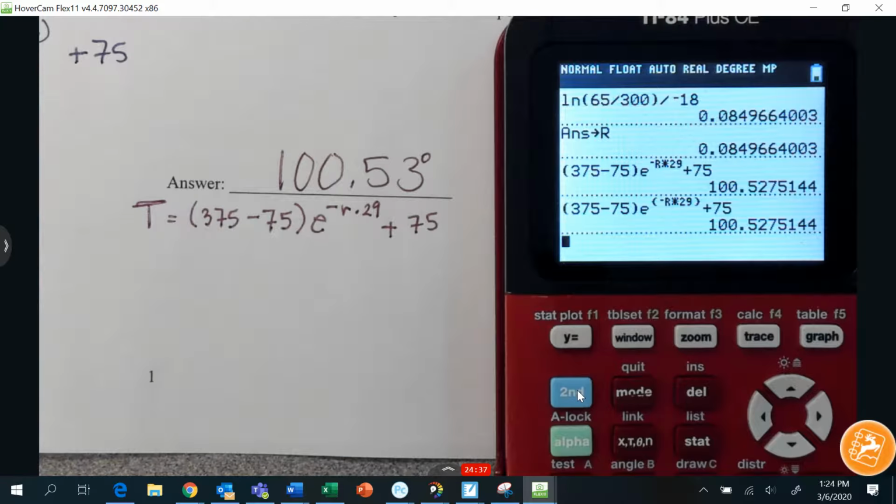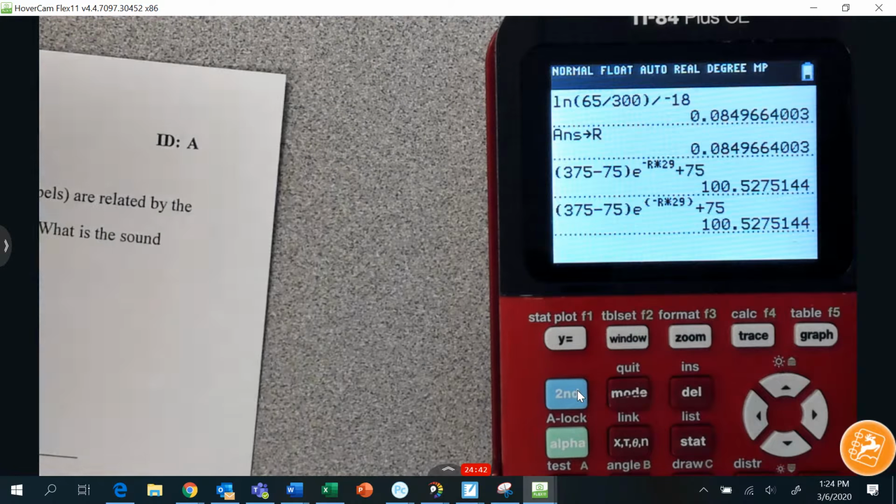Well, I didn't put the R in. So you do negative R. Okay, there you go.